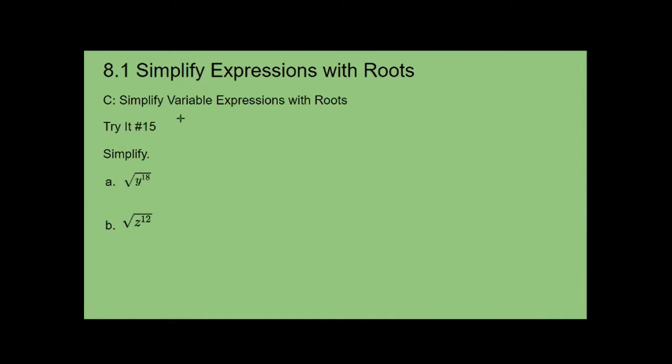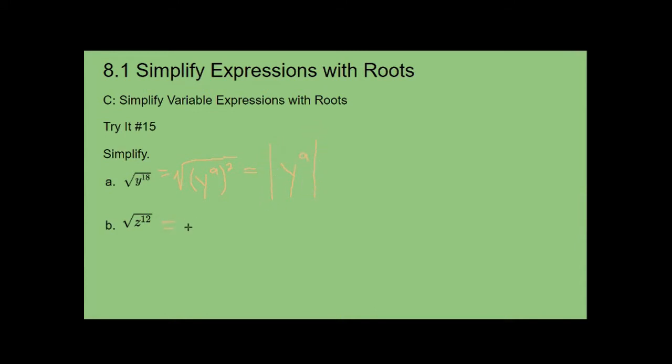So square root of y to the 18. Okay, so we want to get this into the square root of y to the something squared. So that would be y to the 9th squared. And then because we are dealing with square root, which is even, we need to have the absolute value of y to the 9th. Okay. And then because this is odd, we're going to leave those absolute value bars there.